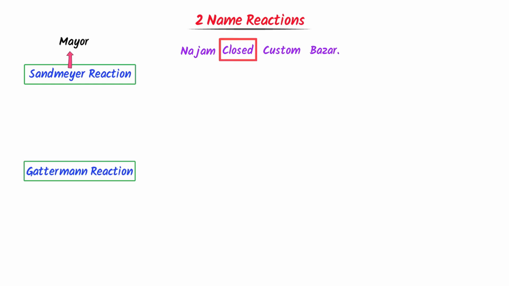This close reminds me of the closed structure of benzene. This N in Najam stands for nitrogen gas, N2. Remember that I need to put halogen after every element.